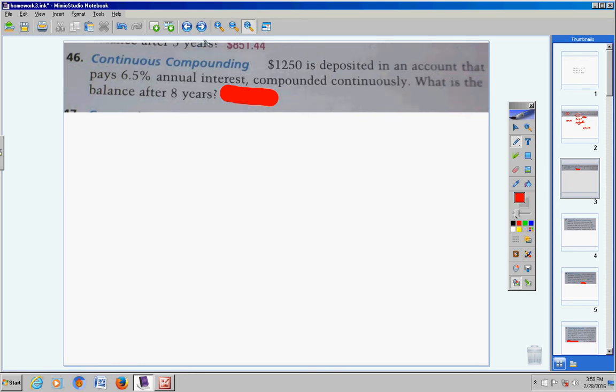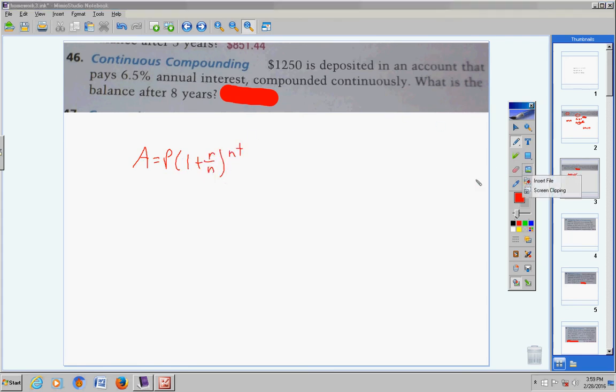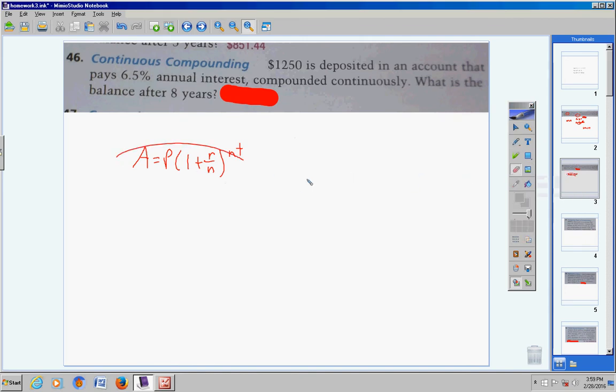Same type of problem again, guys. You deposit $1,250. Your rate is 6.5%. You're leaving it in the bank for 8 years, and it's compounded continuously. Now listen, if it was any other type of compounding, quarterly, annually, monthly, whatever, you would use this formula here. But when it's compounded continuously, that's the one time you use a different formula, alright? And of course the formula is the same as the last problem, which is this right here.